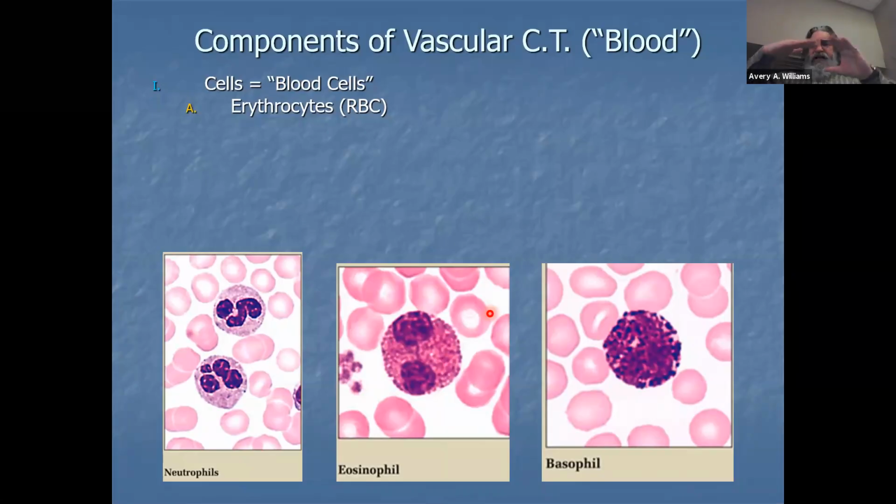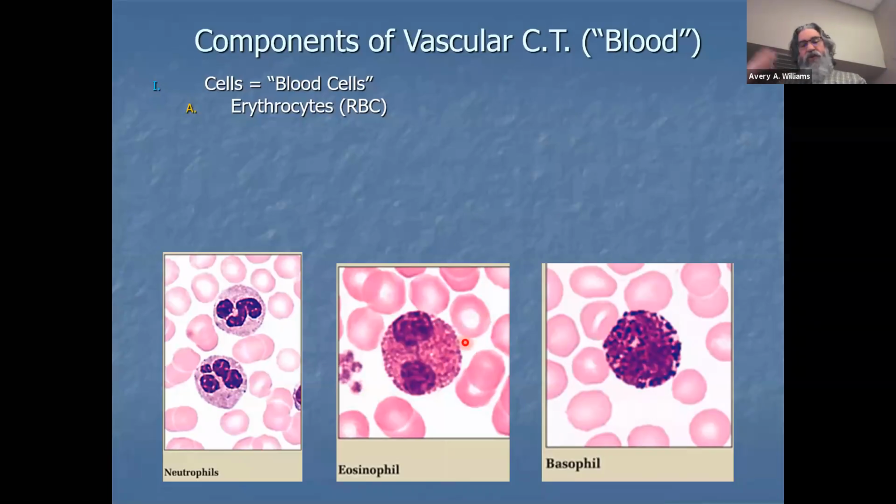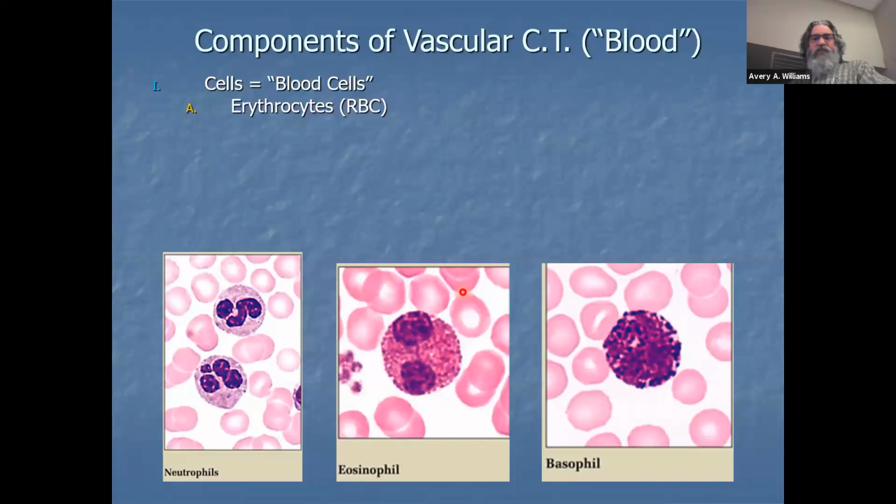thin in the middle. It's so thin that light passes through it. So that's why it kind of looks like a biconcave disc. That's where the nucleus used to be. They live for a month or two in circulation like that until they're recycled, because they can't really do anything without a nucleus other than transport respiratory gases. Oxygen and carbon dioxide are traveling on the erythrocytes. So that's why you have them. So those are those guys.